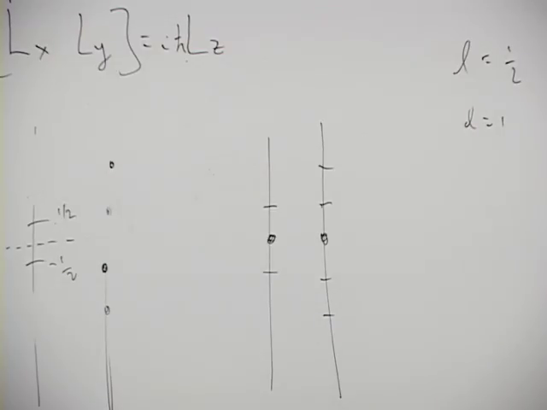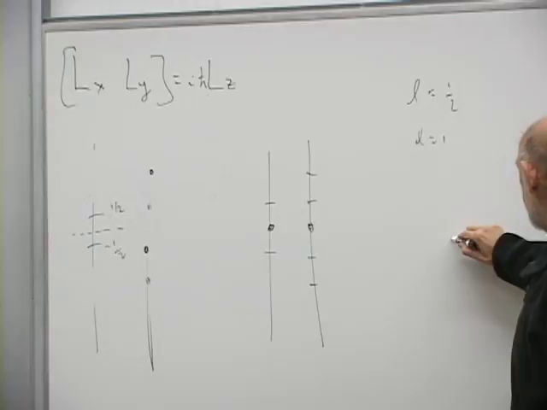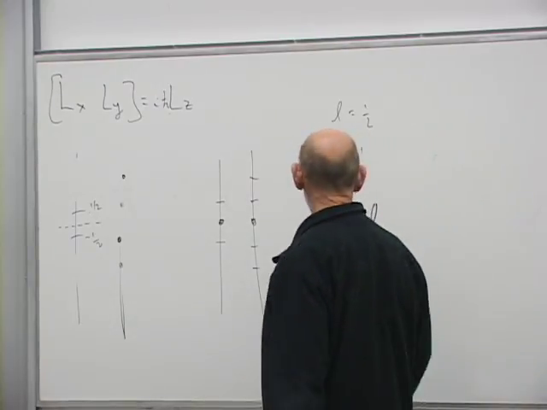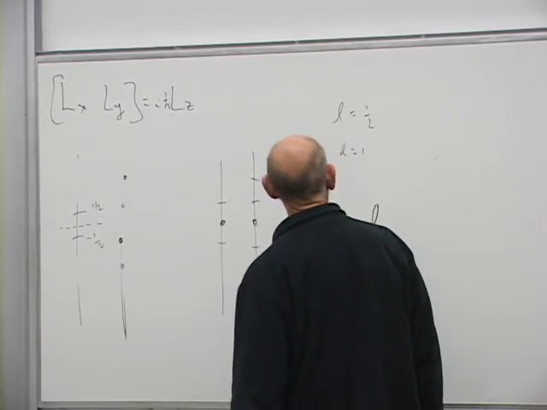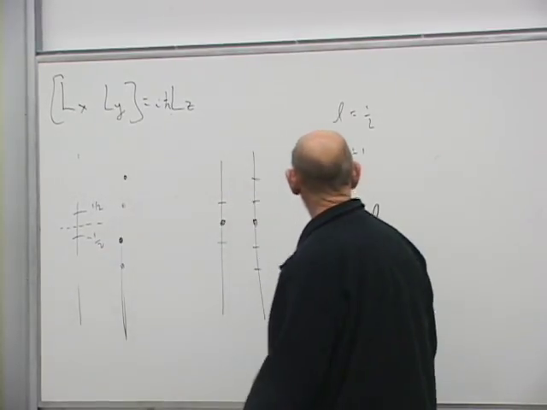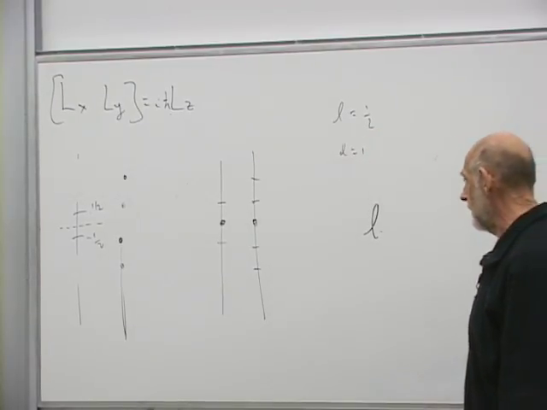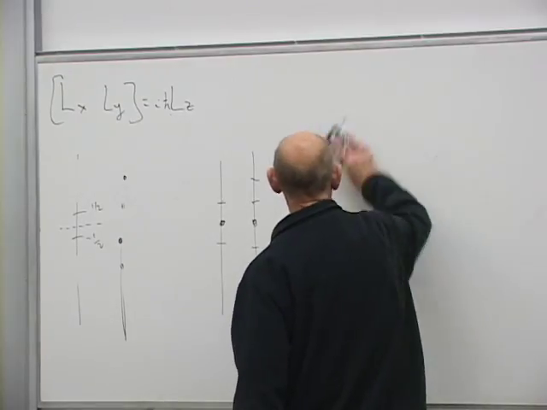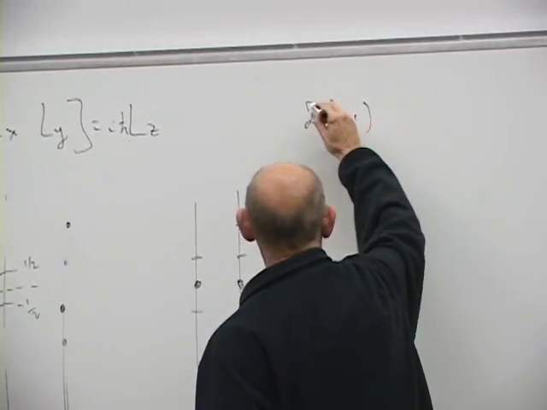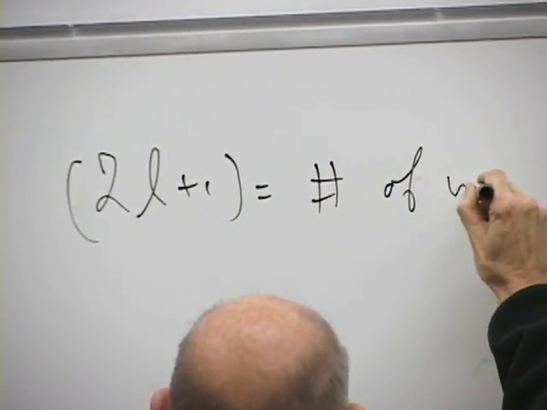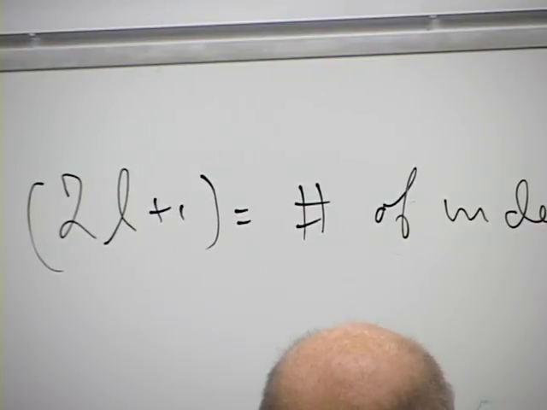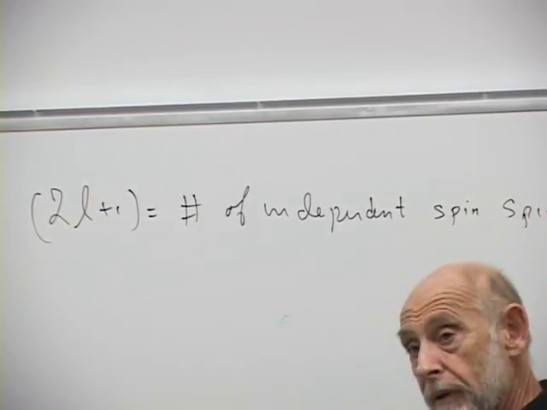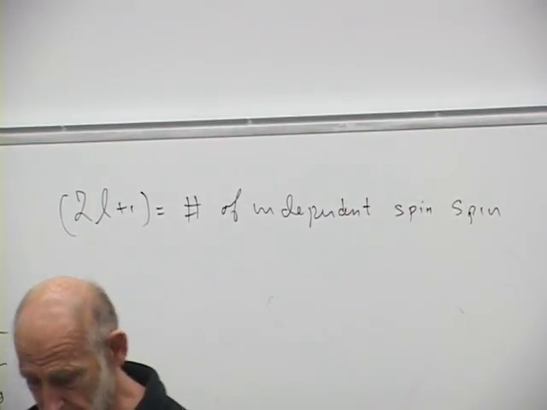Okay. How many states are there? How many independent states are there for a spin, a particle with spin L? 2L plus 1. For example, for spin a half, twice L is 1, plus 1 is 2. 2 states. If L is 1, twice 1 is 2. Add 1 more, that's 3. 3 states. Okay. And so 2L plus 1 is the number of independent spin states for a given value of L. Okay. So that's something I want you to remember.